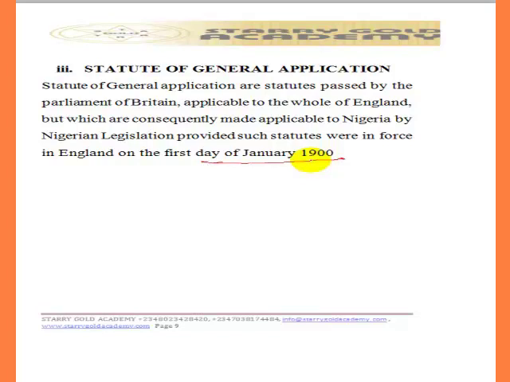So that was the applicable date, 1st day of January 1900. And that's why we have examples of statutes of general application which we are actually using in Nigeria today, and we discover that they are laws made on or before 1st day of January 1900. We have what we call the Wills Act 1874. That is a law regulating testamentary documents.